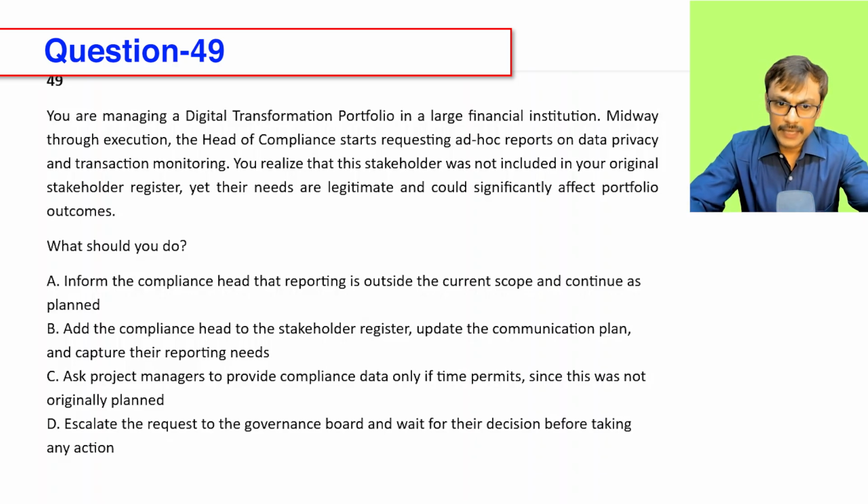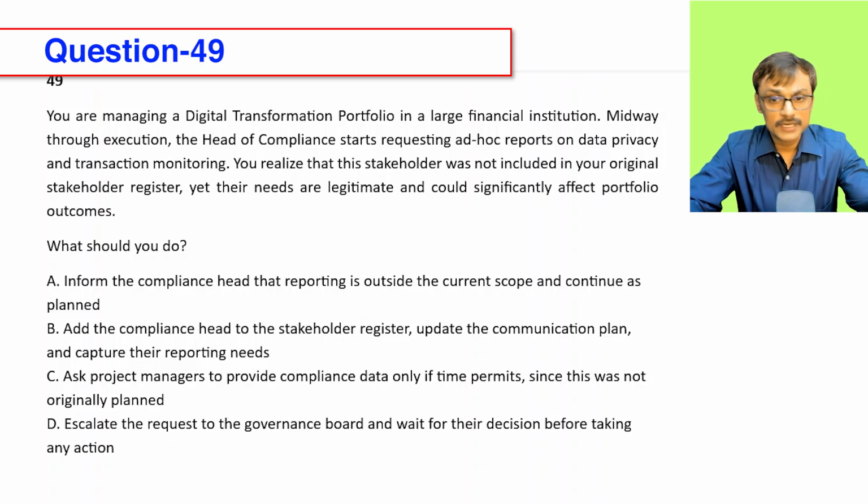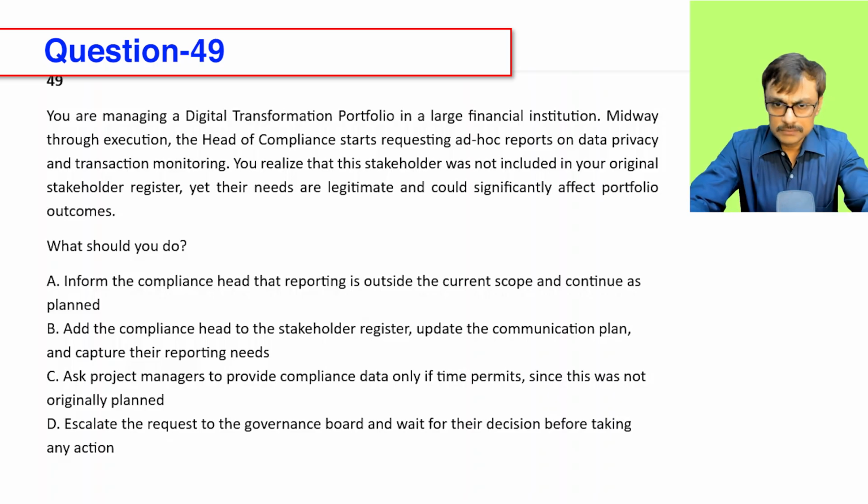Option B, add the compliance head to the stakeholder register, update the communication plan, and capture their reporting needs. Good idea. There is a possibility sometimes, depending upon the power you have, that this may require governance board approval, because the communication management plan, especially at a high-stake portfolio, may have been approved by governance already. And this is sensitive information.